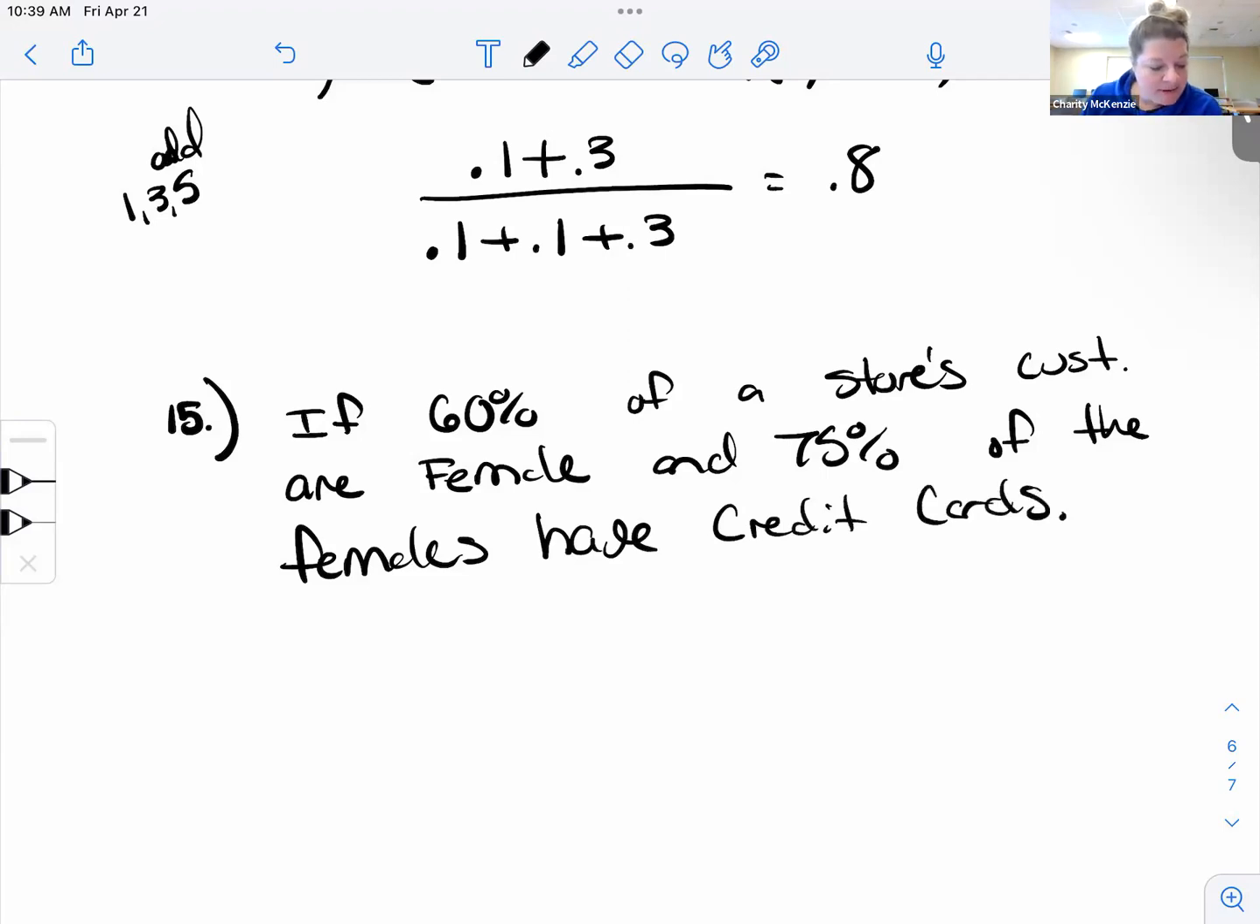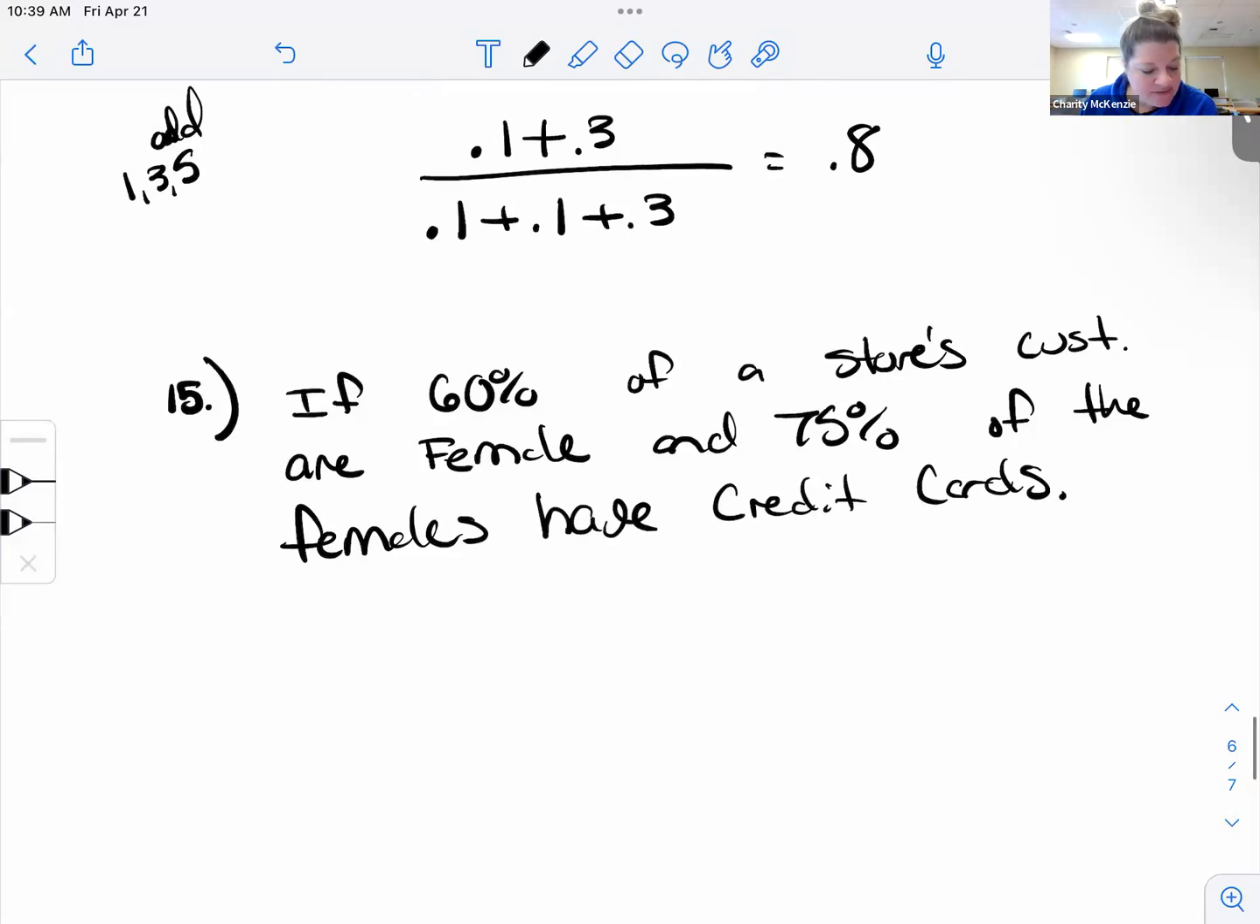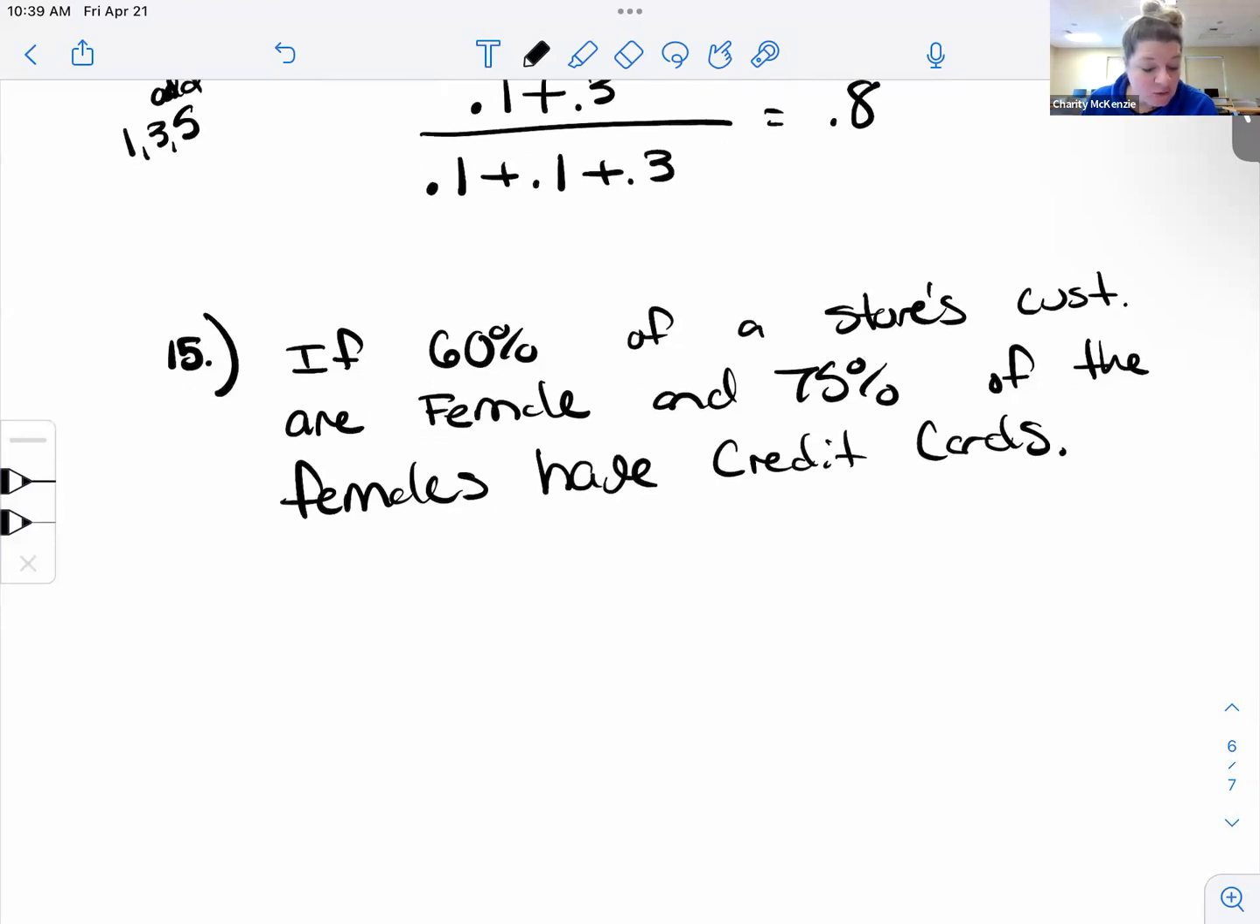Okay, what's the probability that a customer selected at random is a female and has a store credit card? Oh, credit card at that store. So that makes it a little bit harder, right? Like you were walking into Home Depot and you have a Home Depot credit card. That's what it's trying to get at.